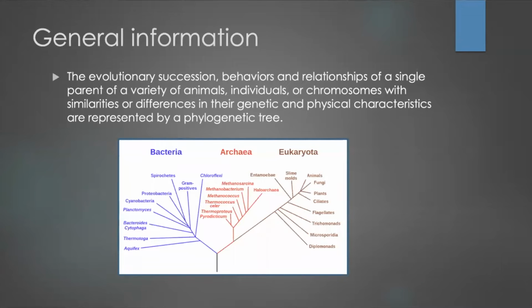The evolutionary succession, behaviors, and relationships of a single parent of a variety of animals, individuals, or chromosomes with similarities or differences in their genetic and physical characteristics are represented by a phylogenetic tree, typically referred to as a branching diagram. Not only does a phylogenetic tree represent the branching pattern of how species or other groups evolved from a sequence of common ancestors, but it can also be drawn in different similar styles, as the knowledge it carries is not altered by rotating a tree about its branch points.